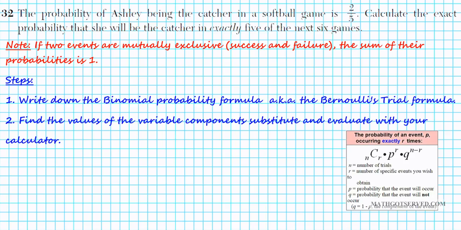Now, one thing you want to note is that if two events are mutually exclusive, basically one is success and the other is failure, the sum of their probabilities is always 1. Okay? So, for example, if you toss a coin, you either get head or tail. Let's say if you desire to get a head, the head is success and tail is failure.